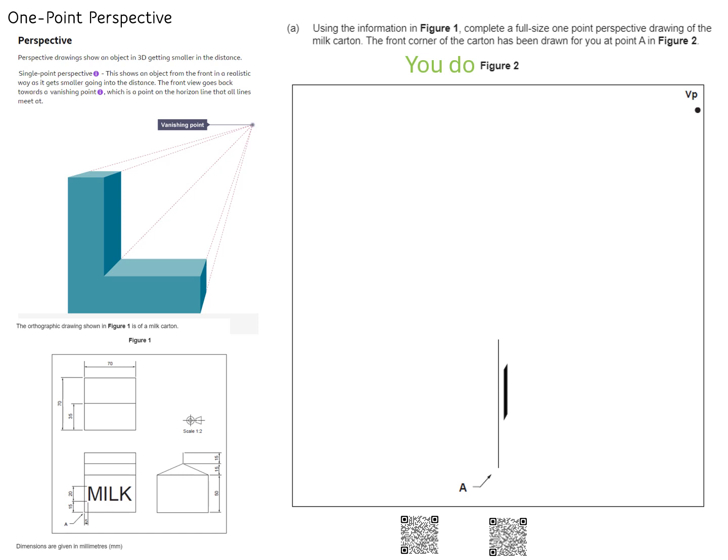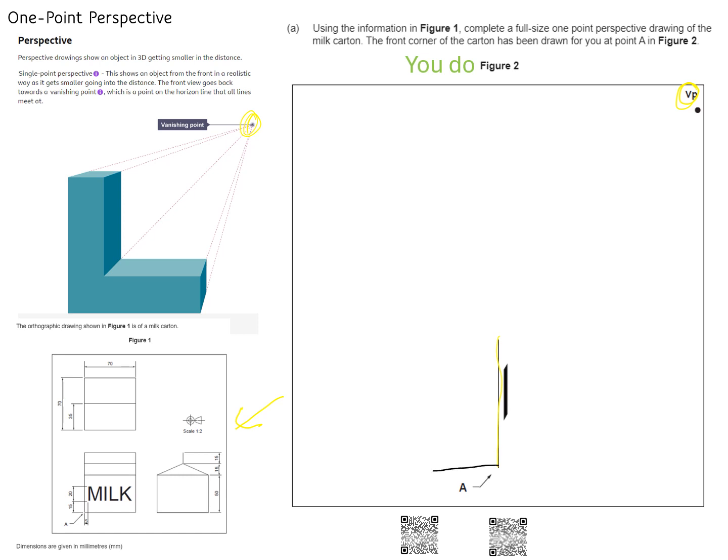So this is one point perspective. One point perspective is you are given one vanishing point. Okay, it's called VP, or a vanishing point. In this exam question, you've already been given a line and they're asking you to draw this milk curtain here.